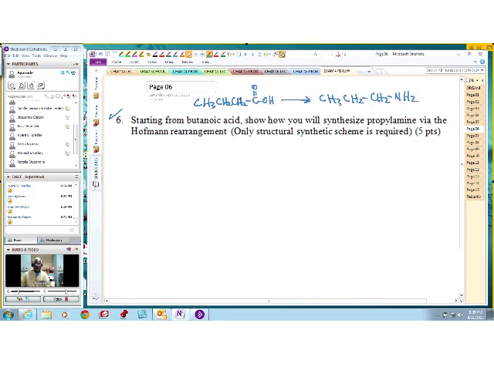Now, how many carbon atoms do you have in the starting material? Just give me the number. How many carbon atoms in the starting material? 4, very good. How many carbon atoms in the product? 3. But of course they've already told you, fortunately enough for you, you need to use a Hofmann rearrangement. Ordinarily, we may not tell you that you need to use Hofmann rearrangement, so this is something that you may have to figure out on your own. But in this particular instance, since they've already told us that we need Hofmann rearrangement, that should make it very easy for you to design a synthetic scheme for this.